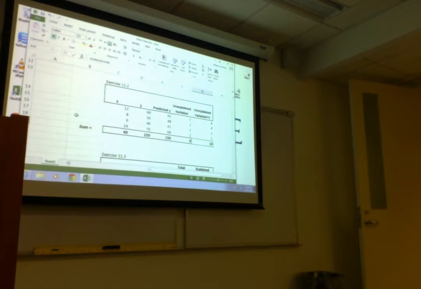We divide by n-2. There are 4 items in this sample, so 4 minus 2 is 2. So 10 divided by 2 is 5. Square root of 5 is 2.24. So our standard error of estimate is 2.24, as you can see at the top of page 403.